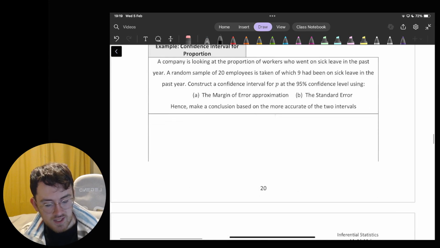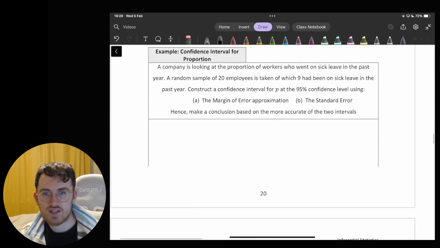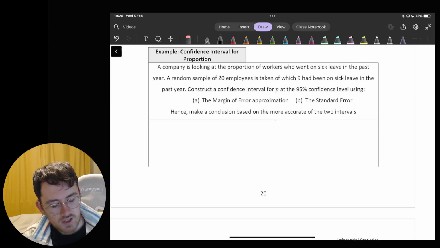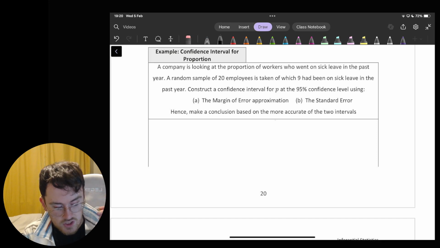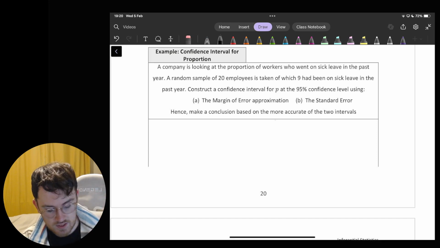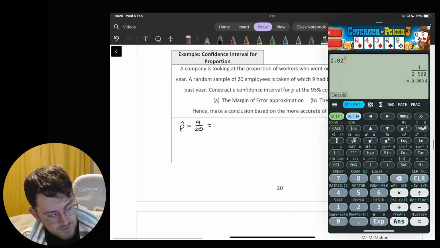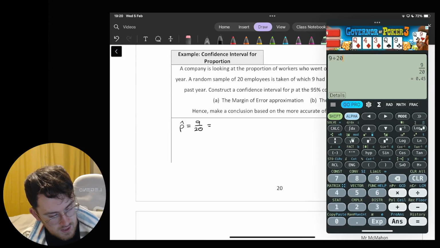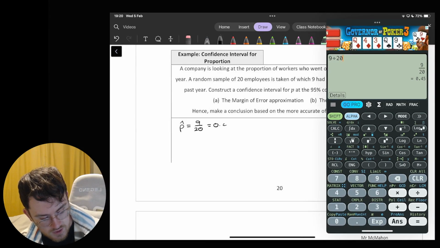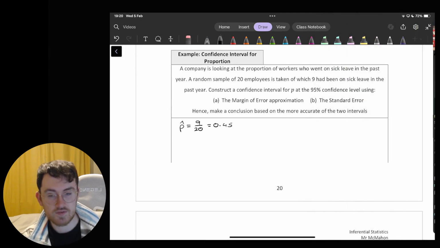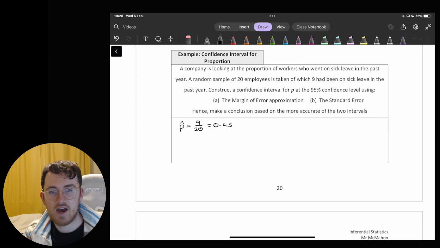Let's look at an example and get into some exam questions for constructing these confidence intervals. A company is looking at the proportion of workers who went on sick leave. A random sample of 20 employees is taken, of which 9 have been on sick leave. Construct a confidence interval. Let's start by finding p hat, the proportion of my sample. It was 9 out of the 20 workers, which works out at 0.45. So basically 0.45 of people within the sample had been on sick leave.